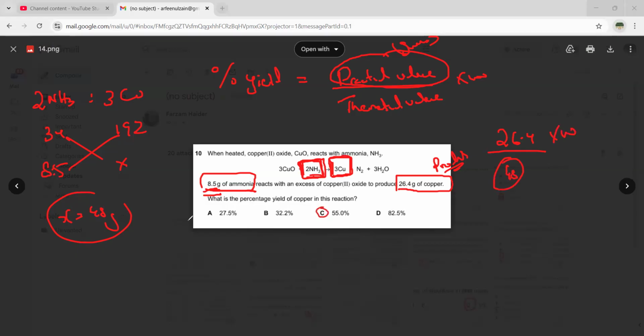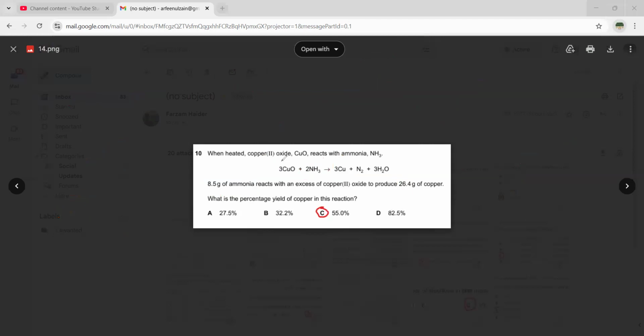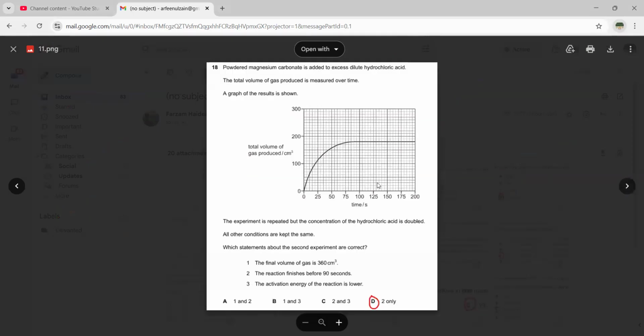48 is the theoretical value, into 100. So percentage yield is the practical value of a product divided by the theoretical, into 100. The practical will always be given, and how will you find the theoretical? Always from the equation by taking a ratio of the mass. Usually for percentage yield they give the mass, so you have to take the ratio of the mass.